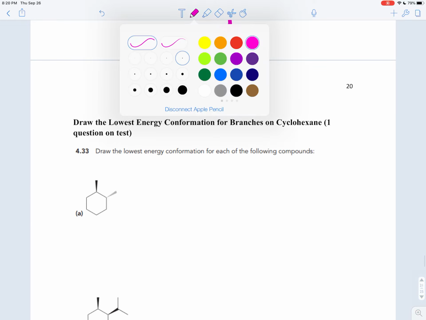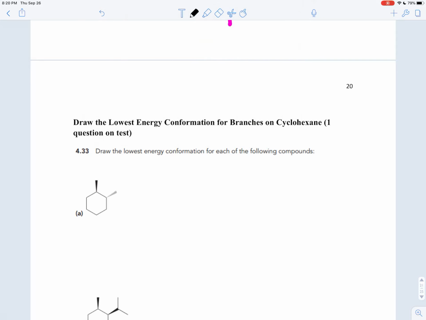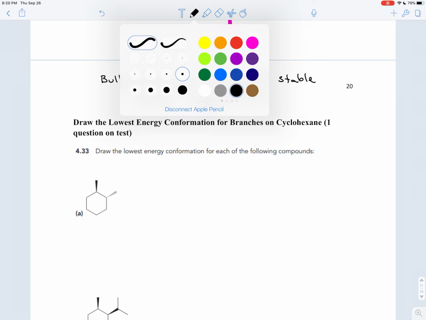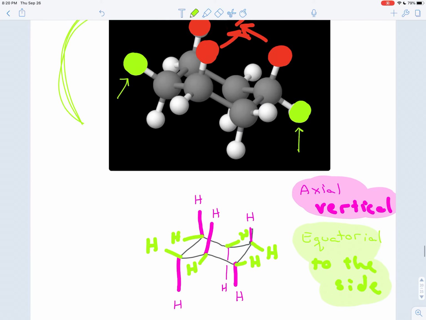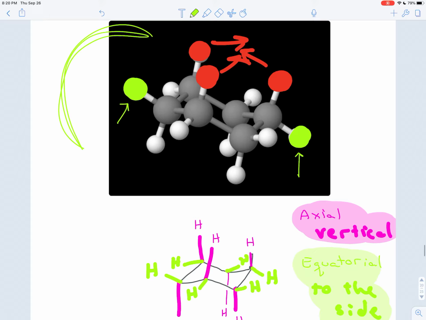So, gigantic takeaway is that bulky branches are more stable when they are equatorial, because there's more space around in those equatorial positions.